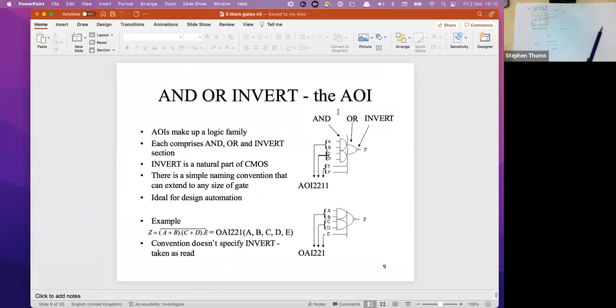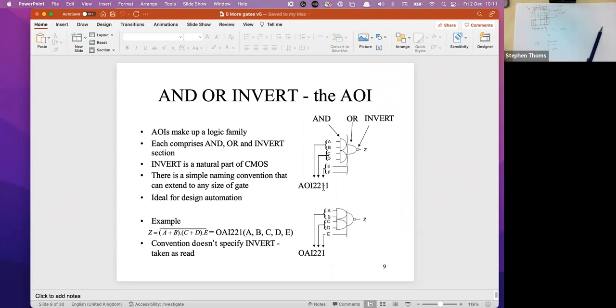So you've got AND-OR-invert, and this one is 2211. So basically there are four numbers, 2211. Each of those four numbers refers to an input to the final OR gate. And then the 2, the 1, 1 says the first input is 2 inputs to an AND gate. Then another 2 says there's another 2 inputs to a second AND gate.